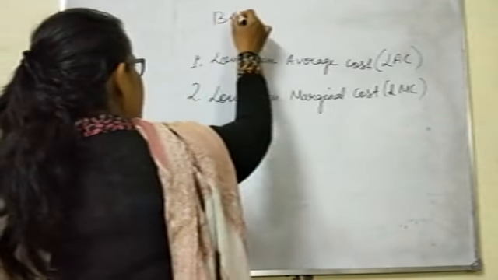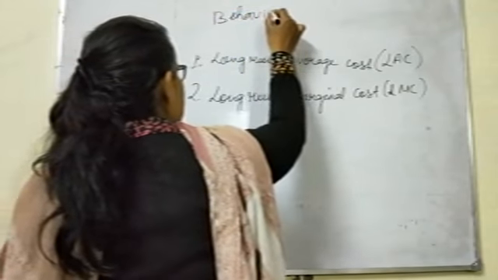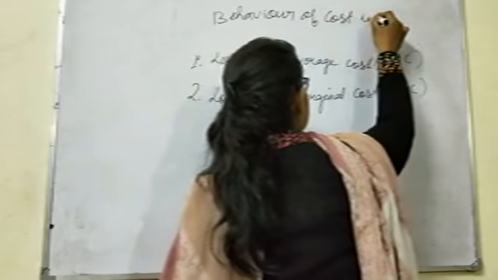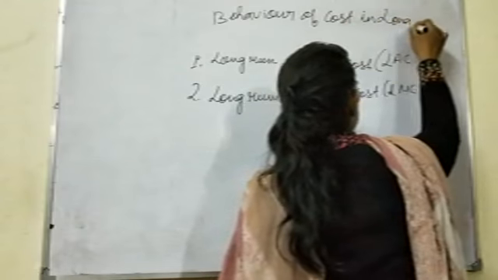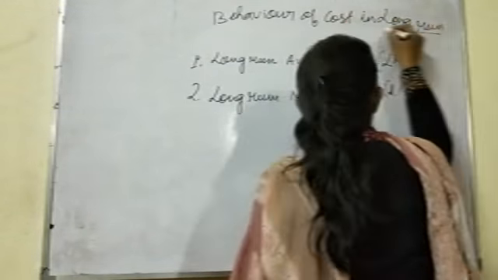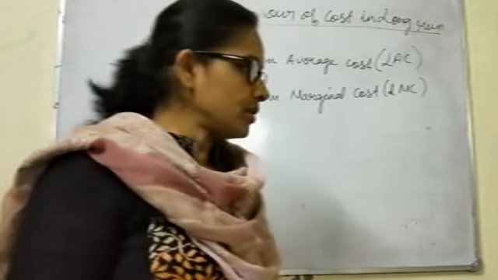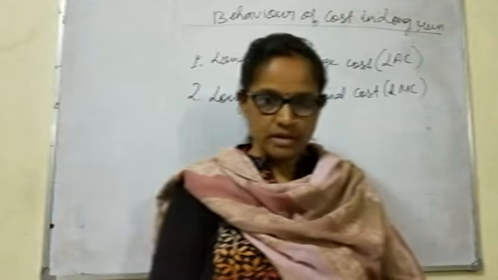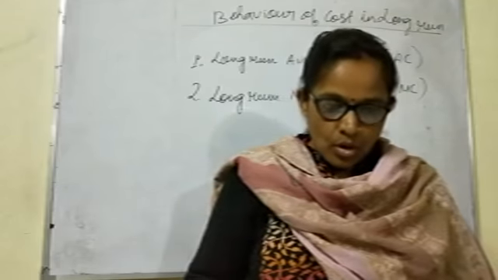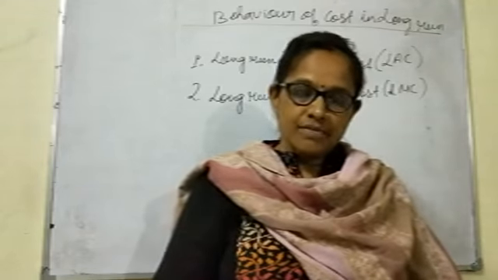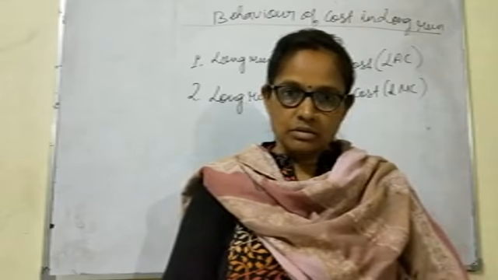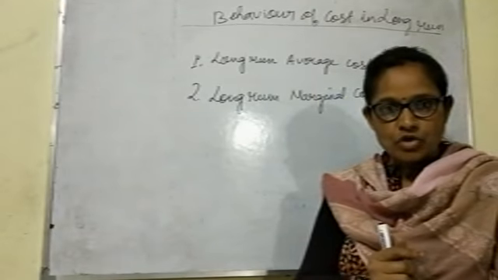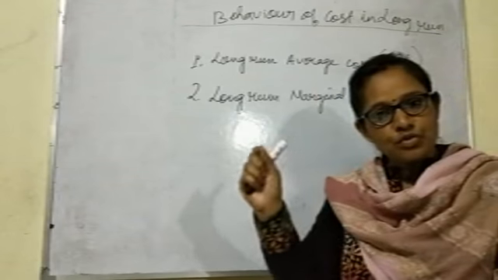We are studying behavior of cost in the long run. Only two we have to study, and only the meaning is required. Nothing else is required in your syllabus. So, what is the meaning of average cost? You have written per unit cost of production. Only one change you will make in the meaning of long run average cost curve: minimum possible per unit cost of production.